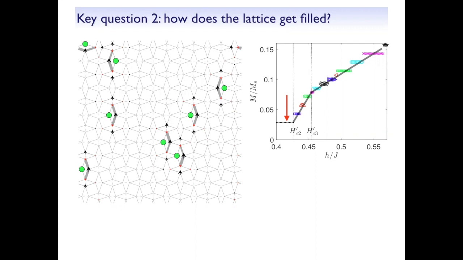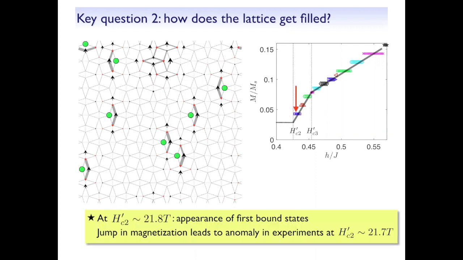Now if we increase the field further, at this characteristic field HC2, we have the first bound state which appears in the lattice. And as you can see, it is formed as far away as possible from the neighboring impurity sites, right? Which is consistent with our previous observation that bound states get effectively repelled by the impurity sites.